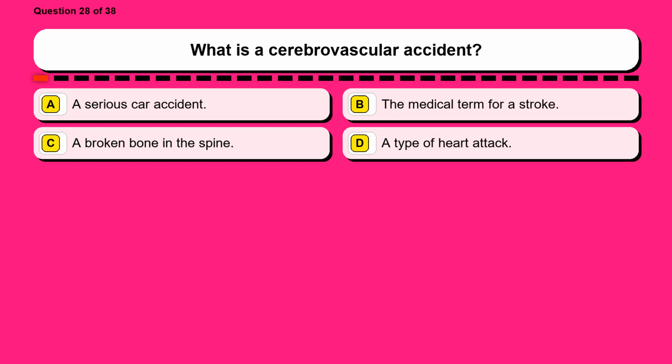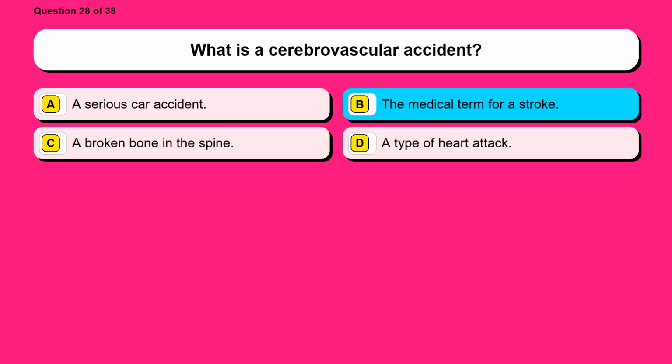Question 28. What is a cerebrovascular accident? Option A. A serious car accident. Option B. The medical term for a stroke. Option C. A broken bone in the spine. Option D. A type of heart attack.